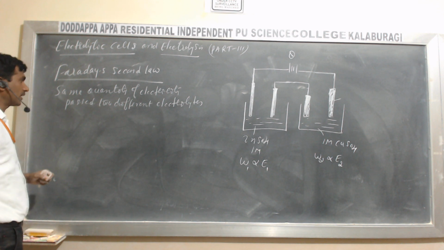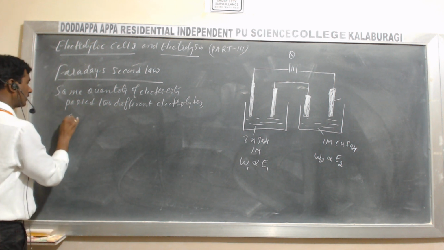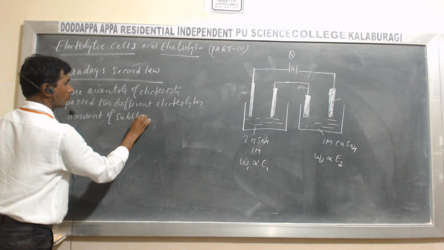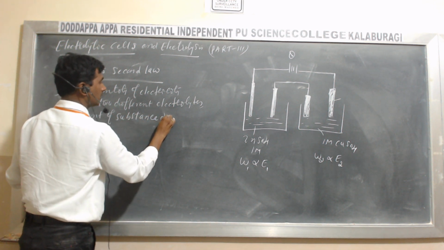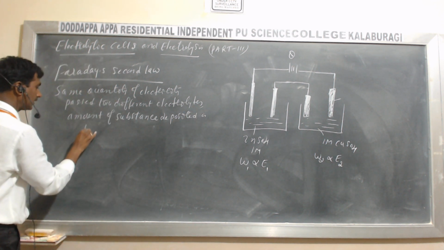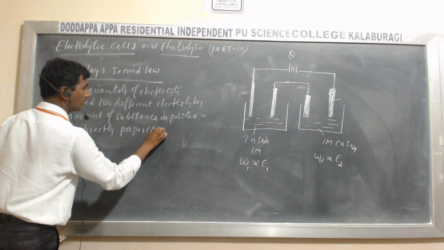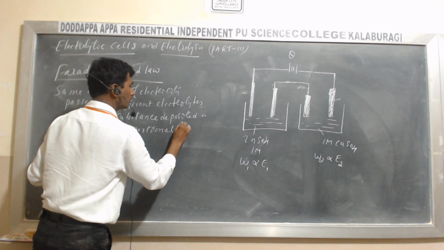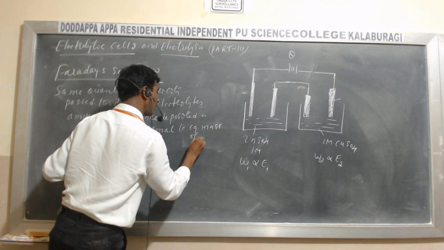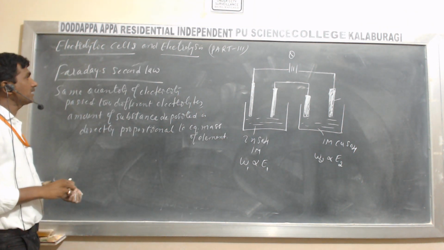The same quantity of electricity is passed between two different electrolytes, where the amount of substance deposited is directly proportional to the equivalent mass of an element. Okay, what is Faraday's second law?